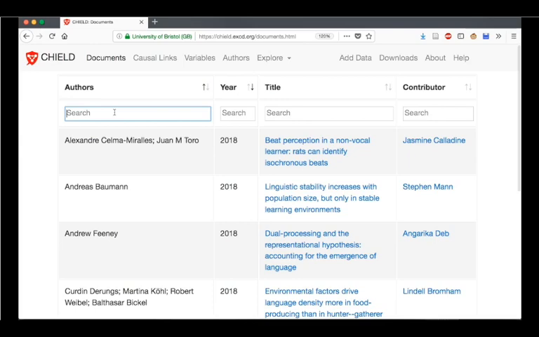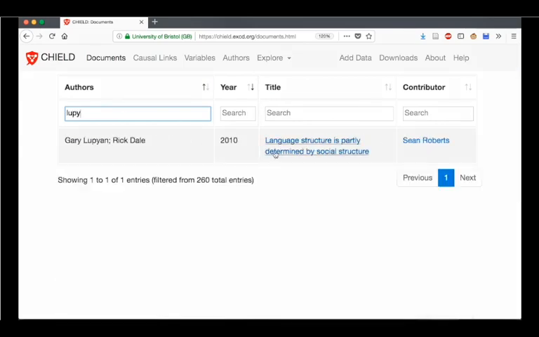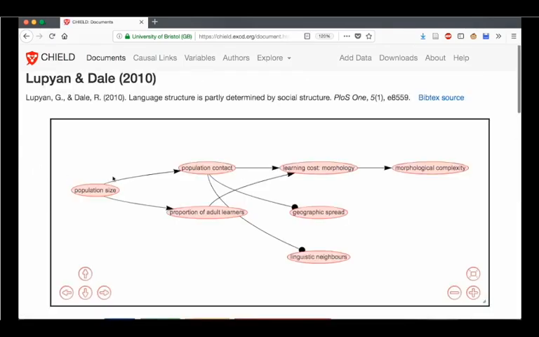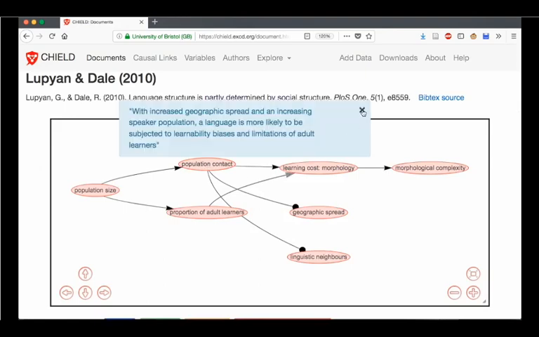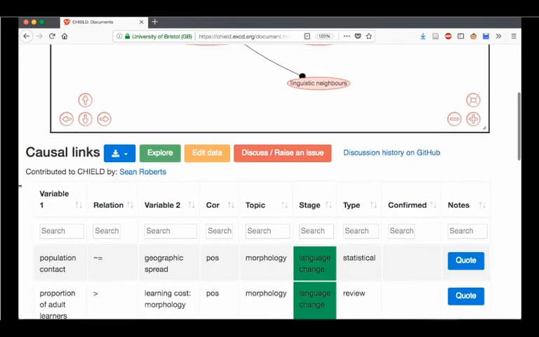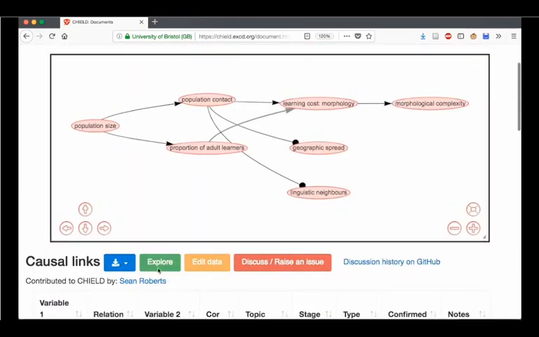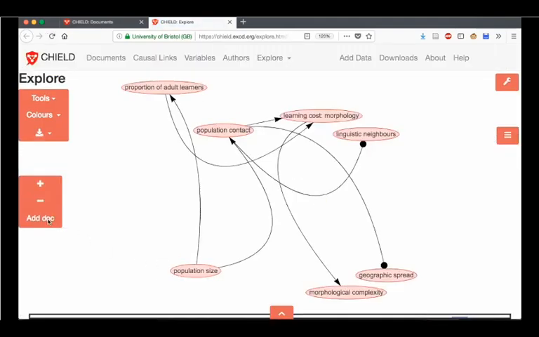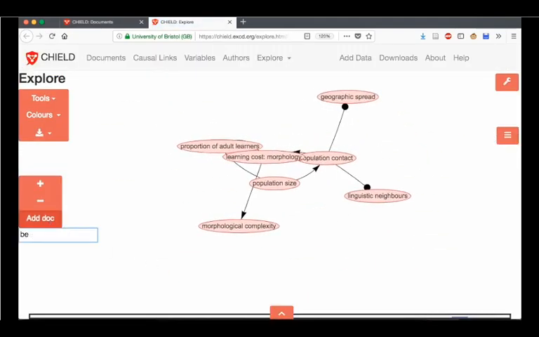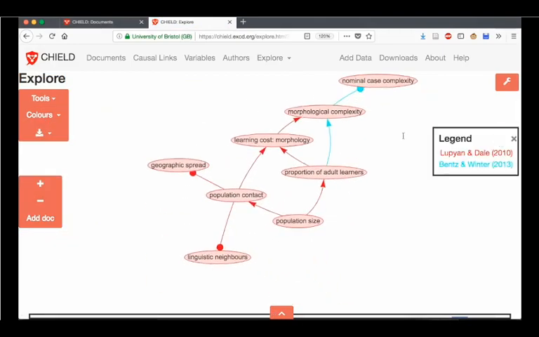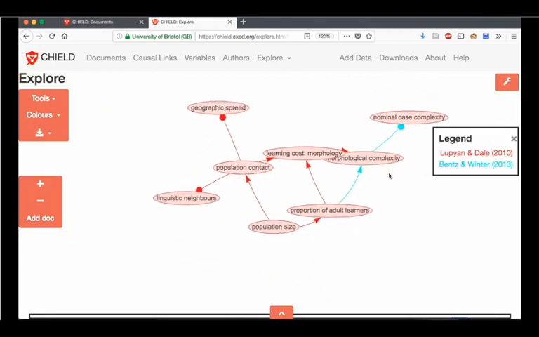CHIELD is presented as a web page, so you can go now live to this page. You can search for different papers, so here's Lupyan and Dale's paper. You can get quotes for each link, like that, and see some more details about each of the links. The really cool thing for me is you can sort of mix these theories together. So here's Lupyan and Dale's theory, but we can also see how it compares to Bent's and Winter's hypothesis.